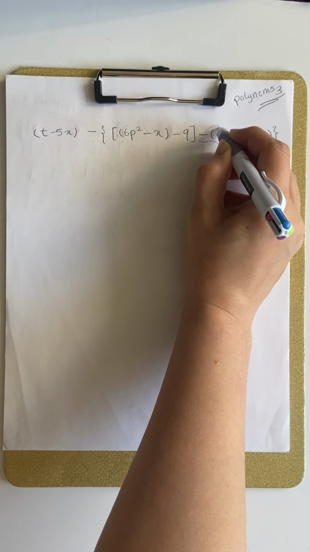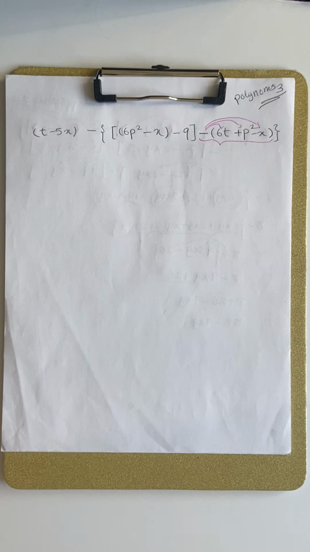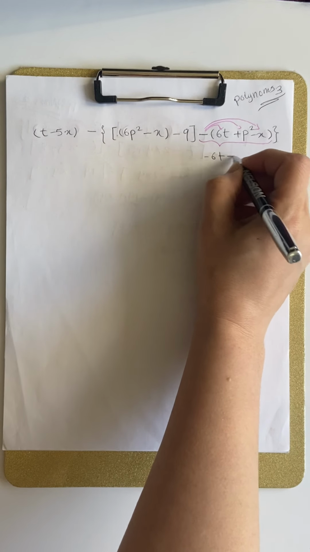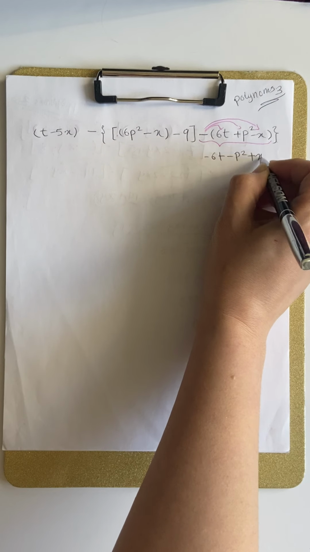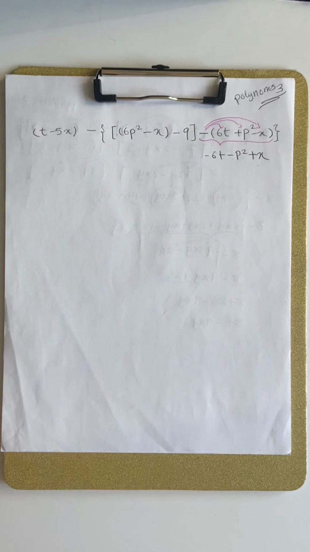These ones. And the negative is going to go inside, and we're going to get rid of those brackets. What is our goal? Our goal is to get rid of the bracket signs. It's going to be negative 6t, negative p2, plus x. Negative and negative, positive; negative and positive, negative; negative and negative. Okay? That part is dealt with.